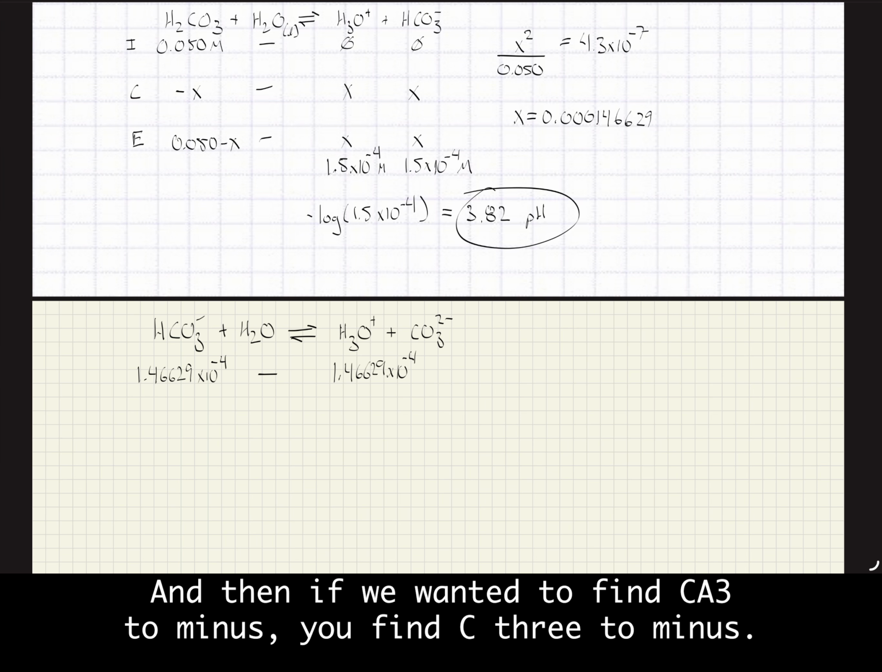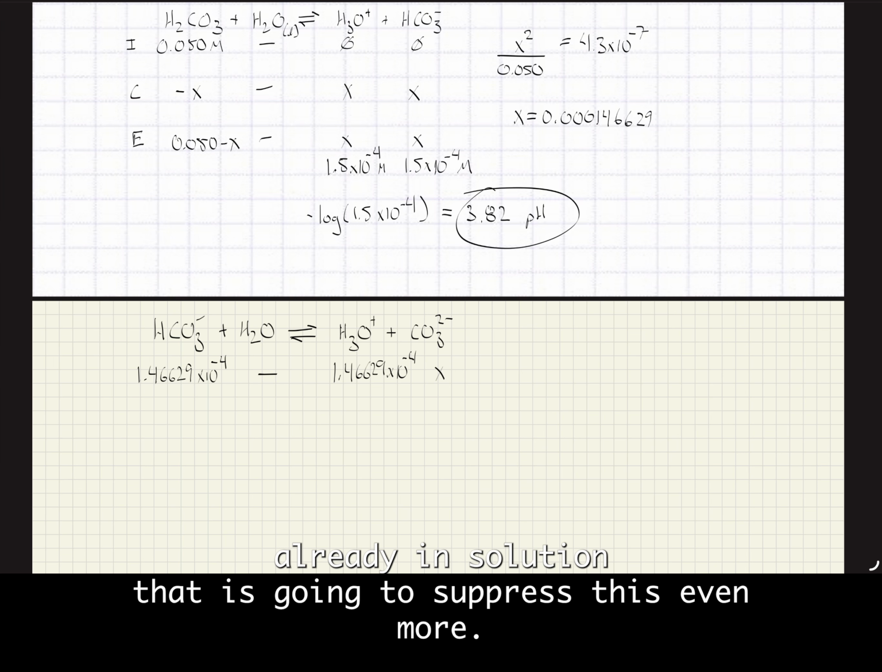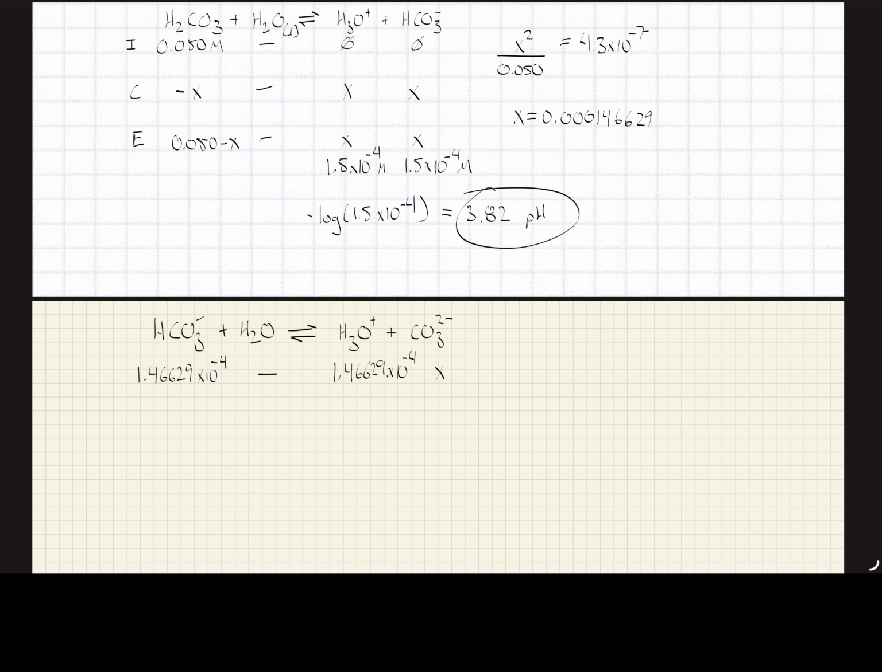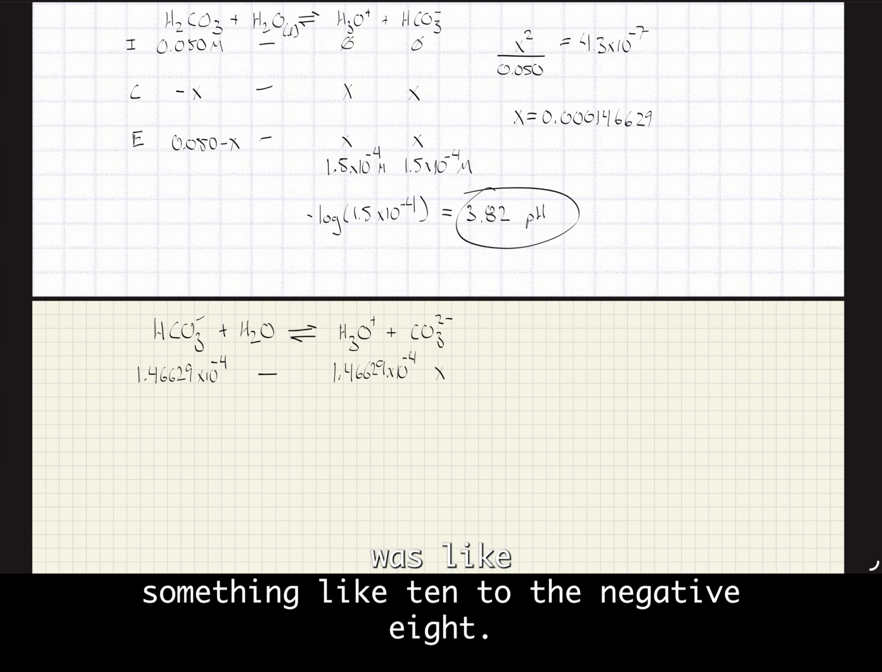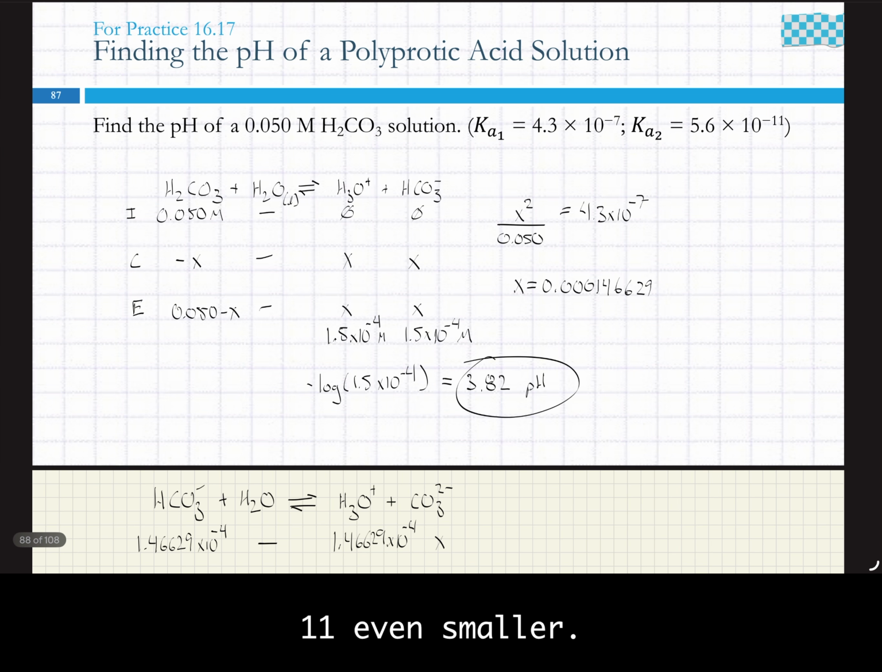And then if we wanted to find CO3 2 minus, you find CO3 2 minus. And again, because I've got this H3O plus already in solution, that is going to suppress this even more. On top of the fact that my K value was something like 10 to the negative 11, even smaller.